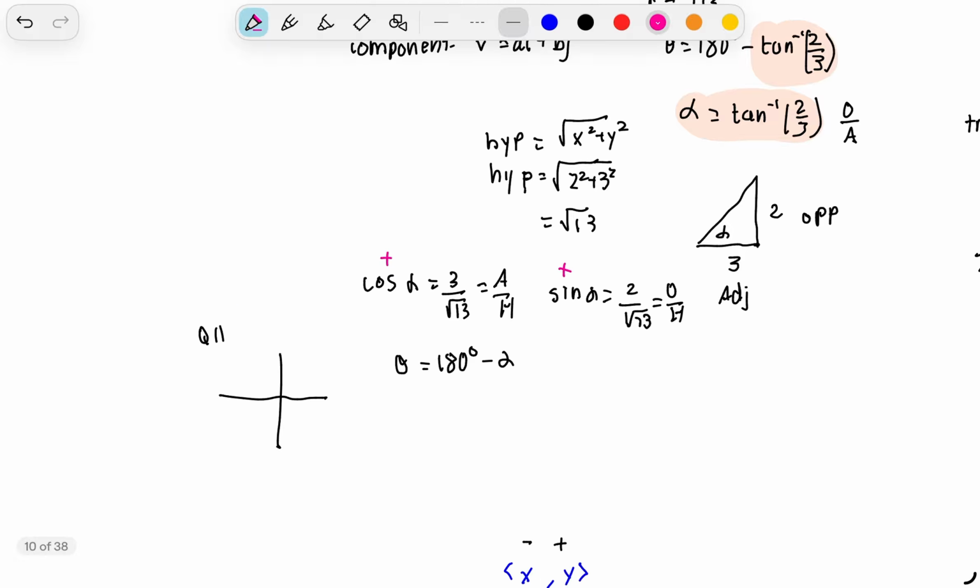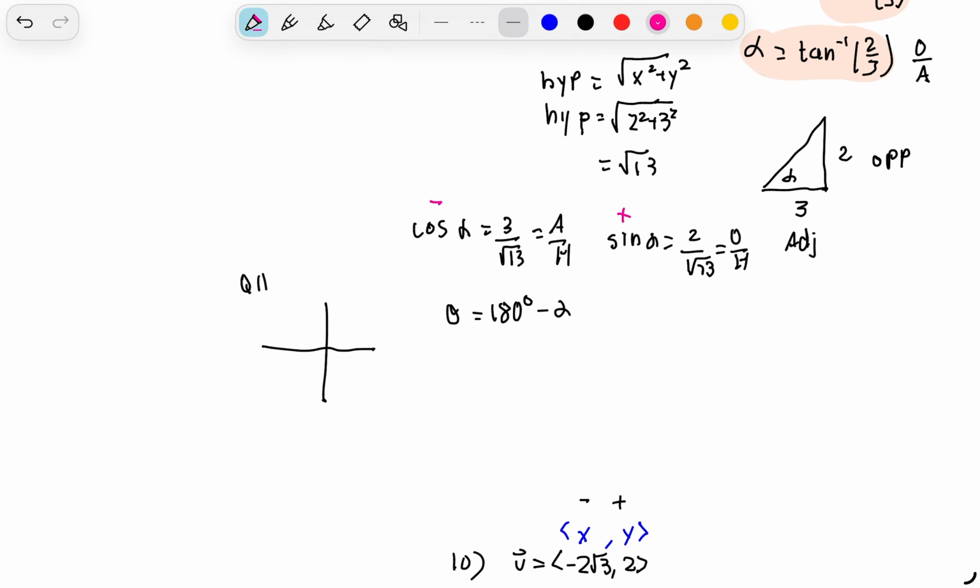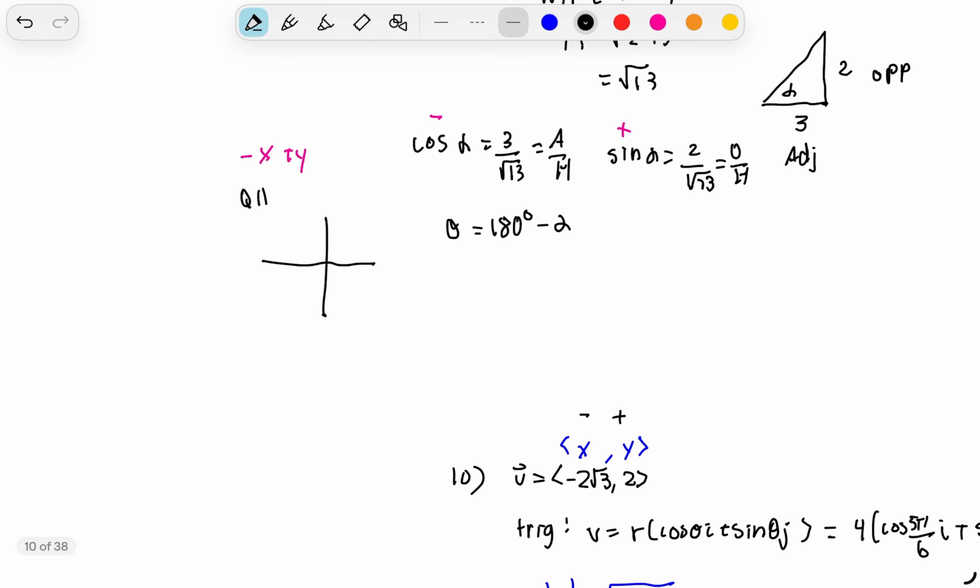Or actually, cosine is going to be a negative, because 3 over the root of 13 would be negative. So we are looking for when we have a negative x and a positive y. So this is actually negative 3 over root of 13, and that's 2 over root of 13.